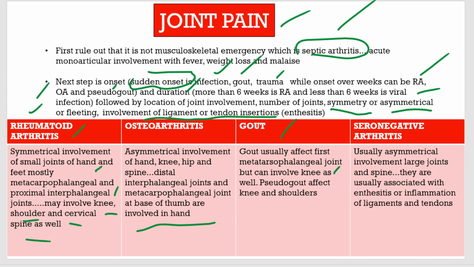Usually there is involvement of large joints and the spine. They are usually associated with enthesitis. Enthesitis is inflammation at the tendon insertion near the joints. So the patient will have pain over there, or there will be inflammation of the ligaments and tendons around the joint.